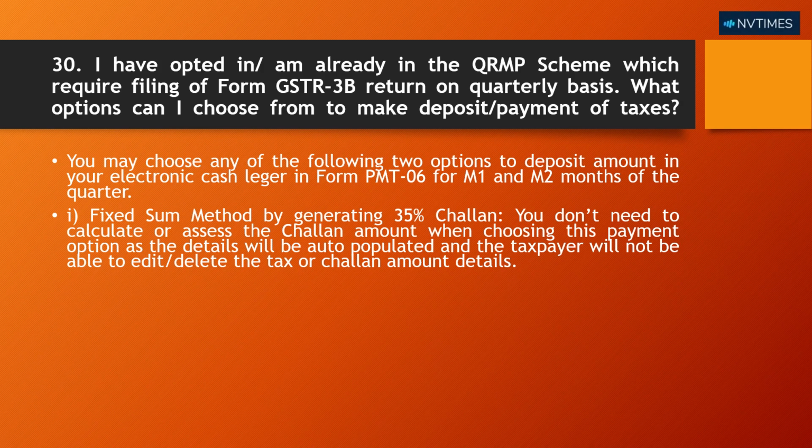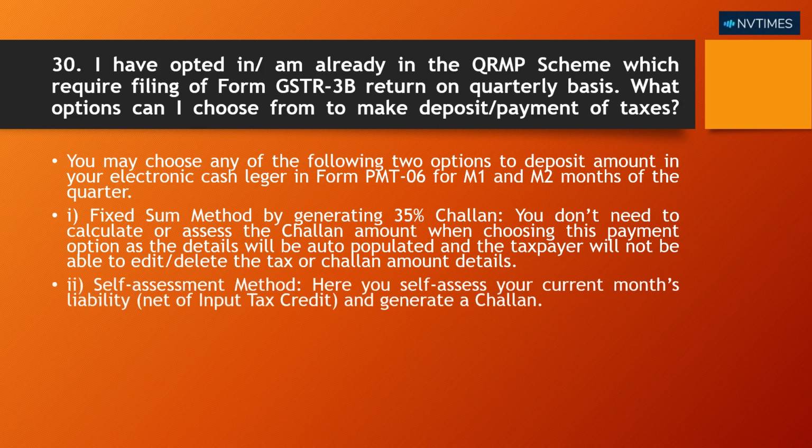Fixed sum method by generating 35% challan. You don't need to calculate or assess the challan amount when choosing this payment option, as the details will be auto-populated and the taxpayer will not be able to edit or delete the tax or challan amount details. Second is self-assessment method. Here you self-assess your current month's liability net of input tax credit and generate a challan.